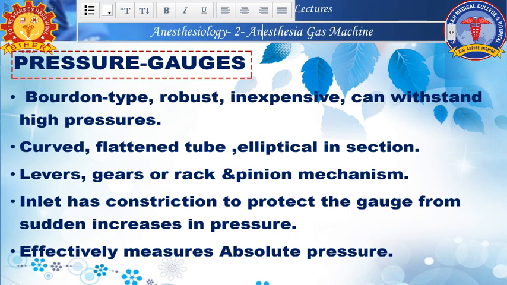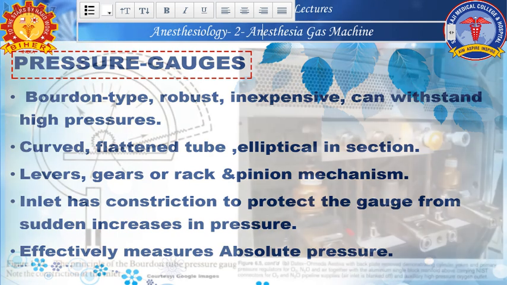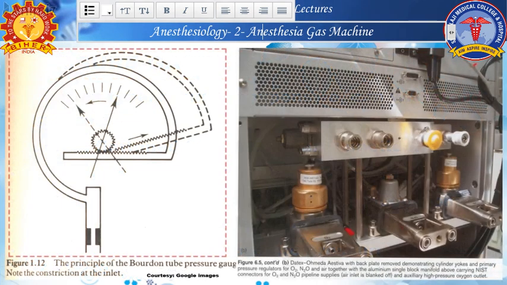It has a curved, flattened tube, elliptical in section. The mechanism might vary: a lever, gear, or rack and pinion mechanism like that. It effectively measures the absolute pressure. This is the Bourdon pressure gauge tube, and how it works.